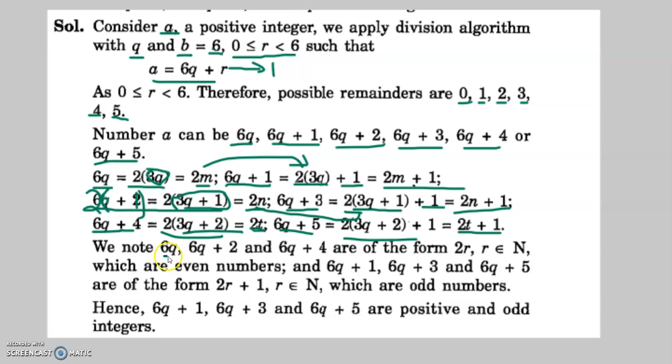So we note that 6q, 6q plus 2, 6q plus 4 are of the form 2r, where r is some integer. Anything multiplied with any integer by 2 is always an even number. Therefore, the numbers 6q, 6q plus 2, 6q plus 4 are all of the form of an even number. 6q plus 1, 6q plus 3 and 6q plus 5 are of the form 2r plus 1. Therefore, they are not even numbers and are odd numbers, and hence we have proved the above statement.